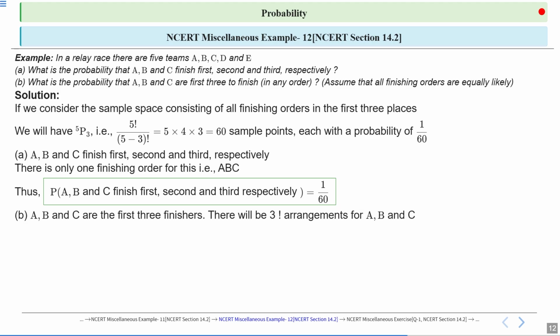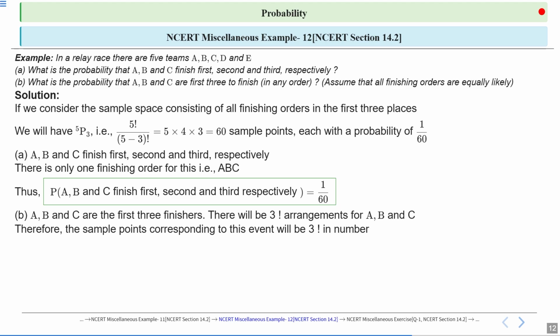Now look at the second part. In the second part we have asked what is the probability that A, B, and C are the first 3 to finish. So A, B, C are the first 3 finishers, and it may be in any order. So there will be 3 factorial arrangements for A, B, and C. A may be first, B may be second, C may be third. Or A may be second, B may be first, C may be third. So you will obtain 3 factorial arrangements for A, B, and C. Clear?